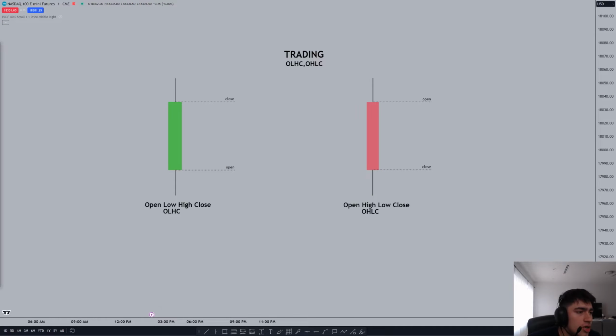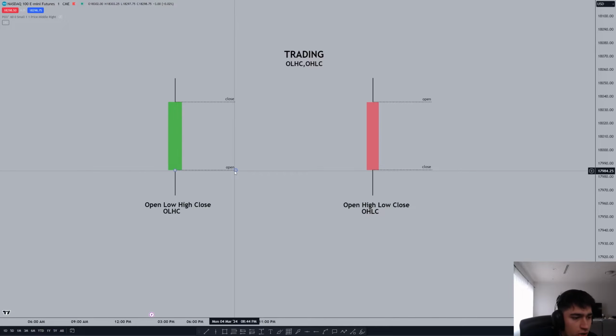Today we're going to be talking about open low high close and open high low close. Again, if you have not watched the previous video, you really should go and watch that, because we are indeed going to be talking about power of 3, and how power of 3 correlates within these candles.